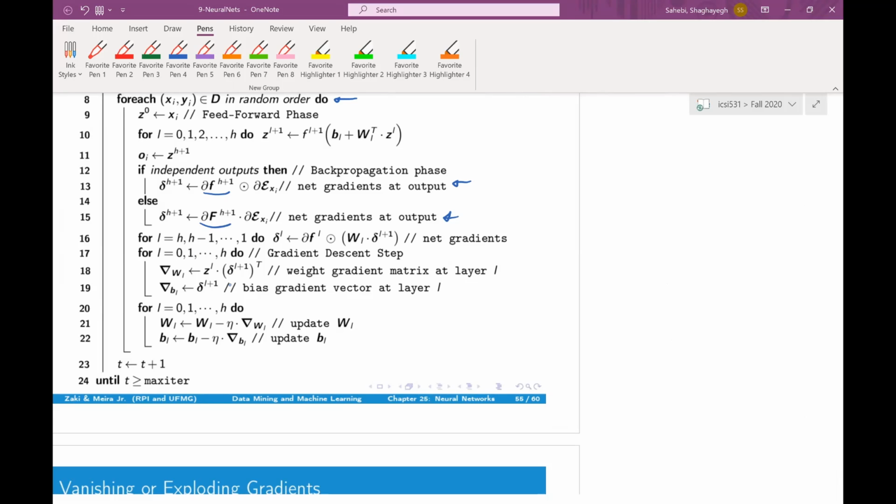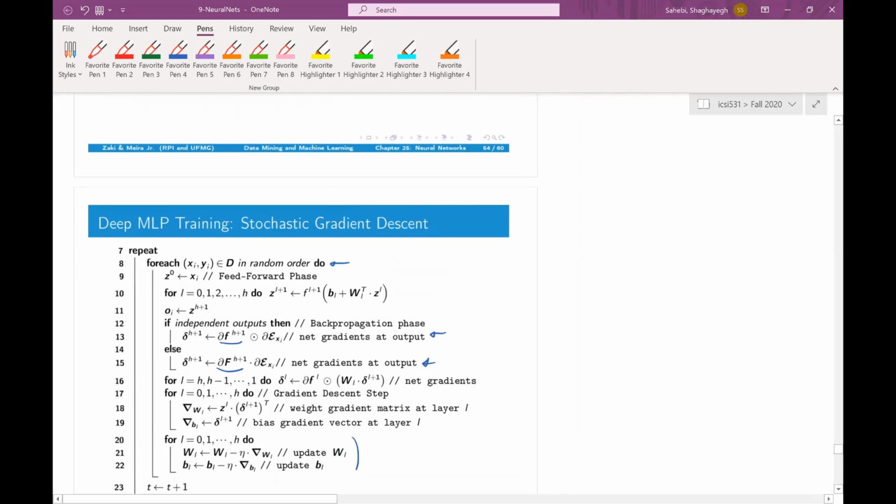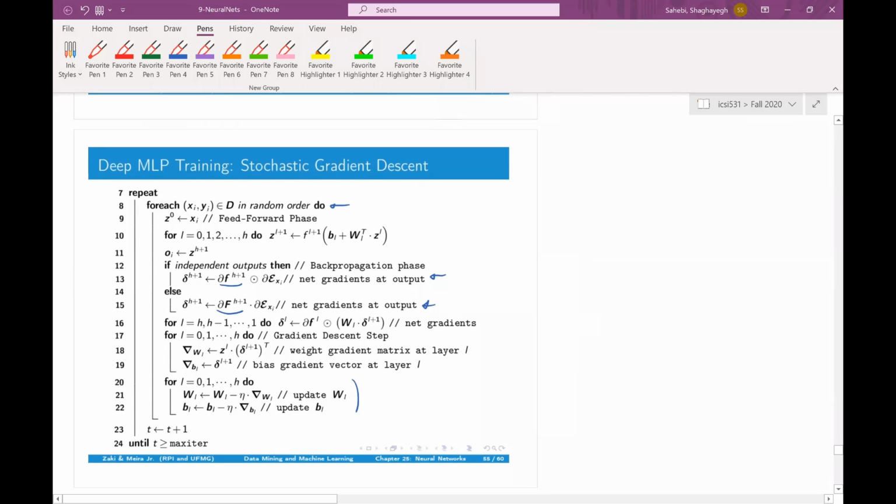And after we calculated all the gradients for the parameters, gradients for W's and B's, then we are going to do the gradient descent step. And we are going to update all of the parameters by moving in the opposite direction of the gradient so that we can find the minimum values. So this is multi-layer perceptron when we have multiple layers.